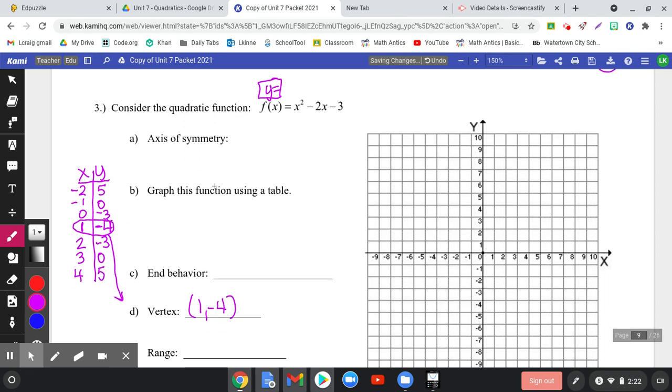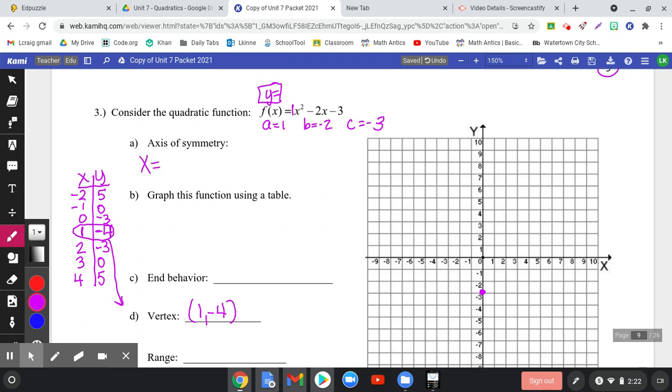That's where our graph turns. That's your turning point. All right, so the axis of symmetry, if you use the formula, A is 1, right, in front of x squared. B is negative 2. C is negative 3. Now, one little thing about C, that's actually your y-intercept. So I know that point's going to be there, but it's not needed for your axis of symmetry.